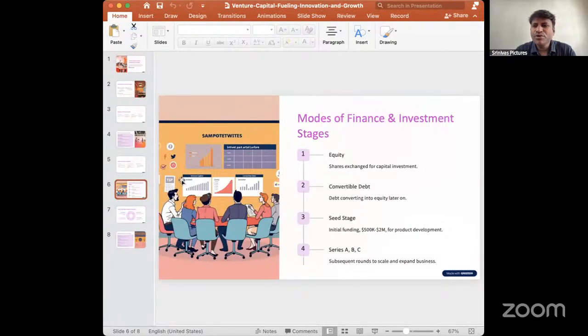And modes and financing of investment stages.